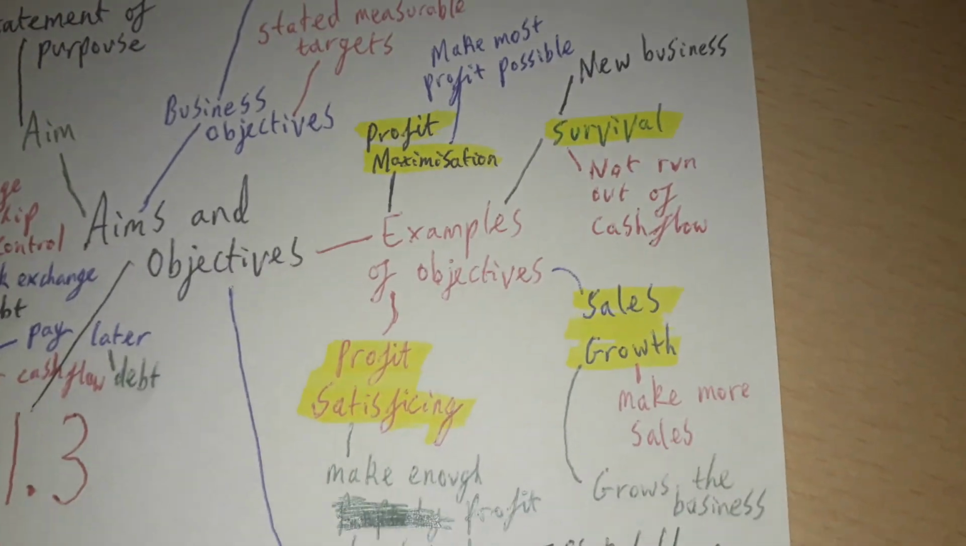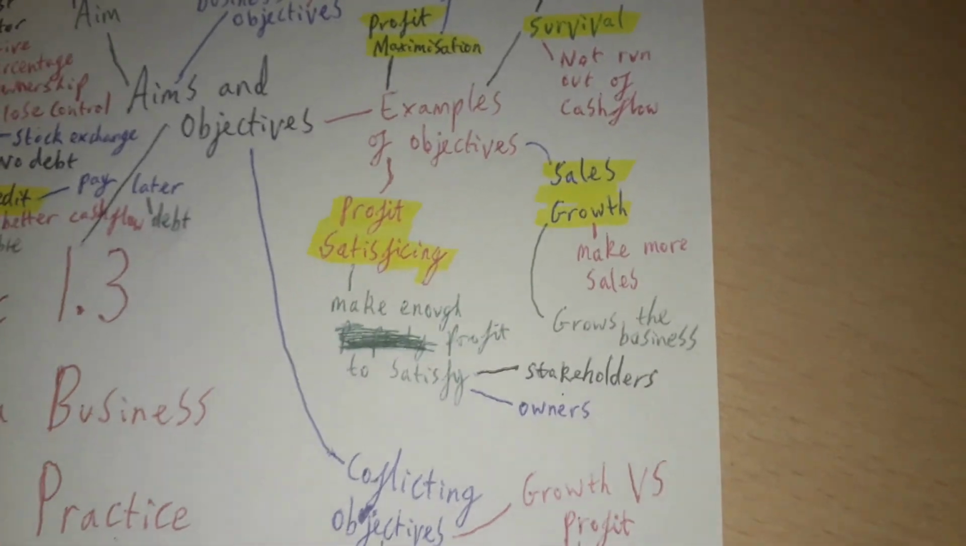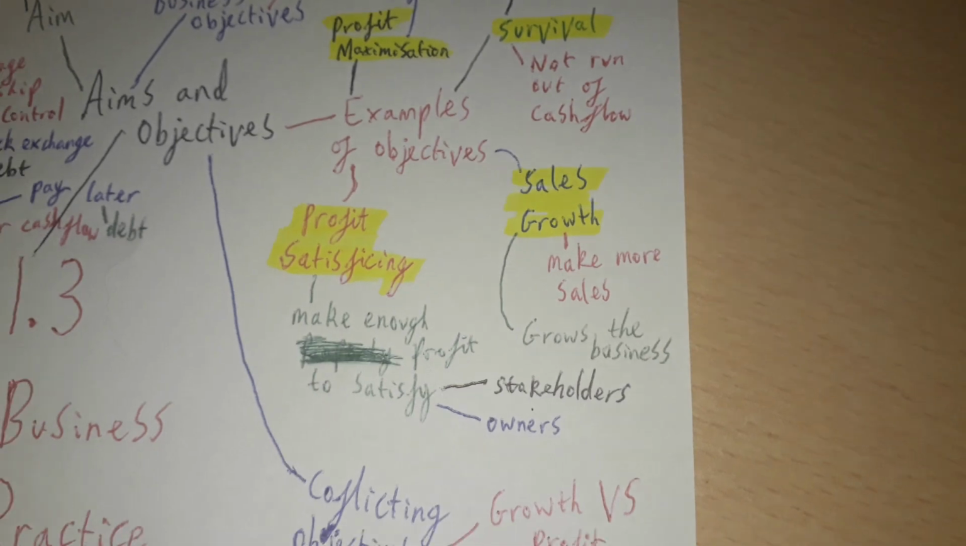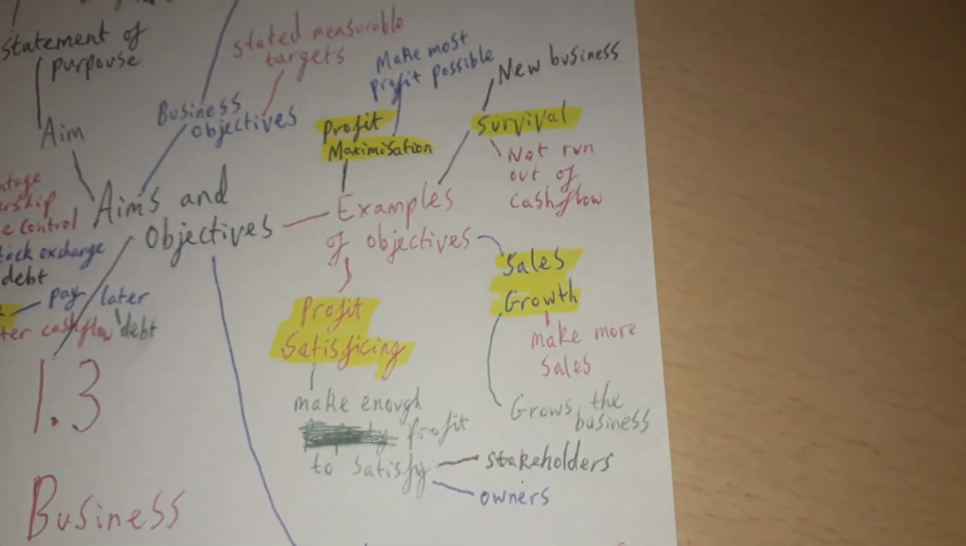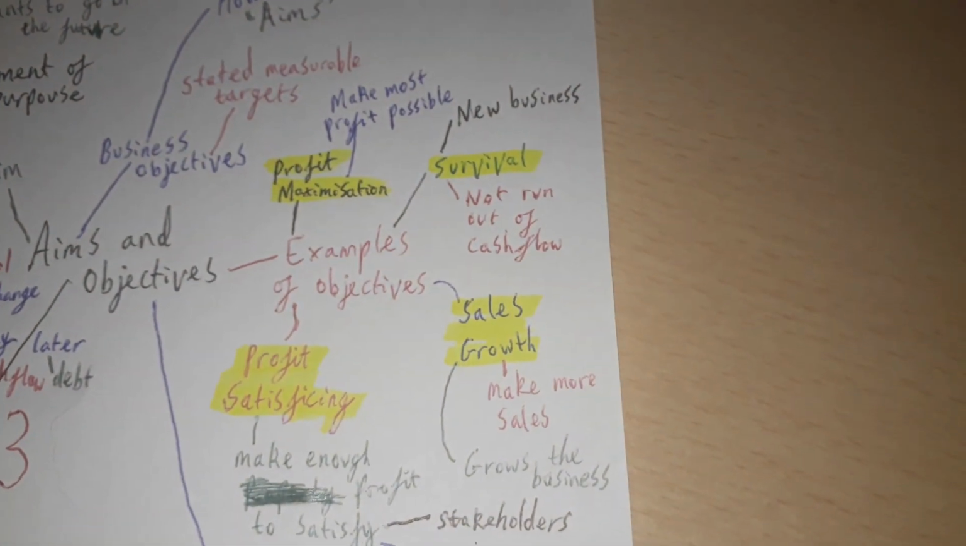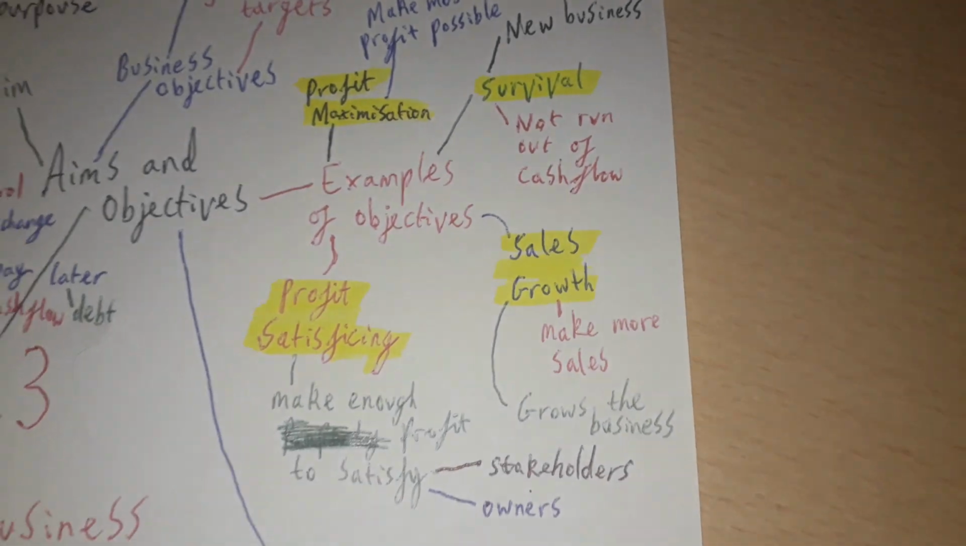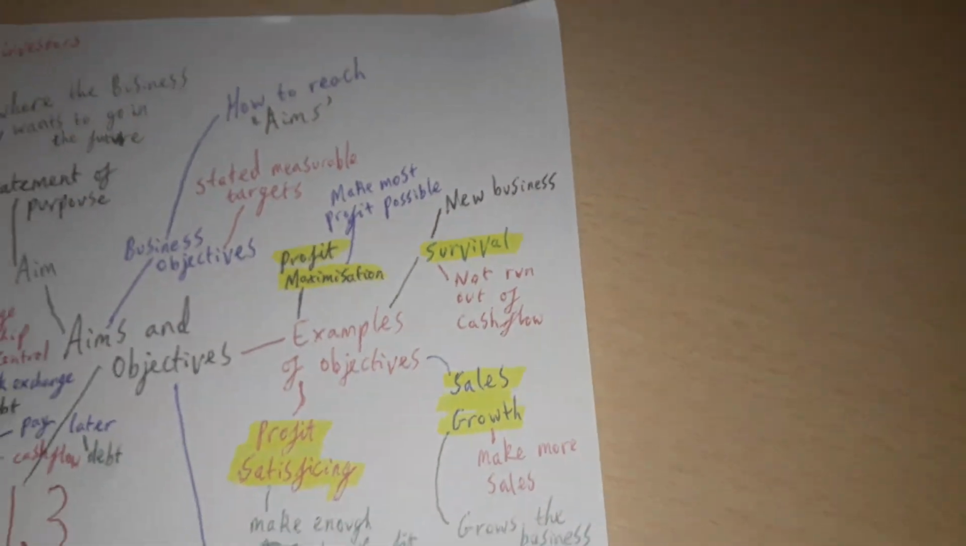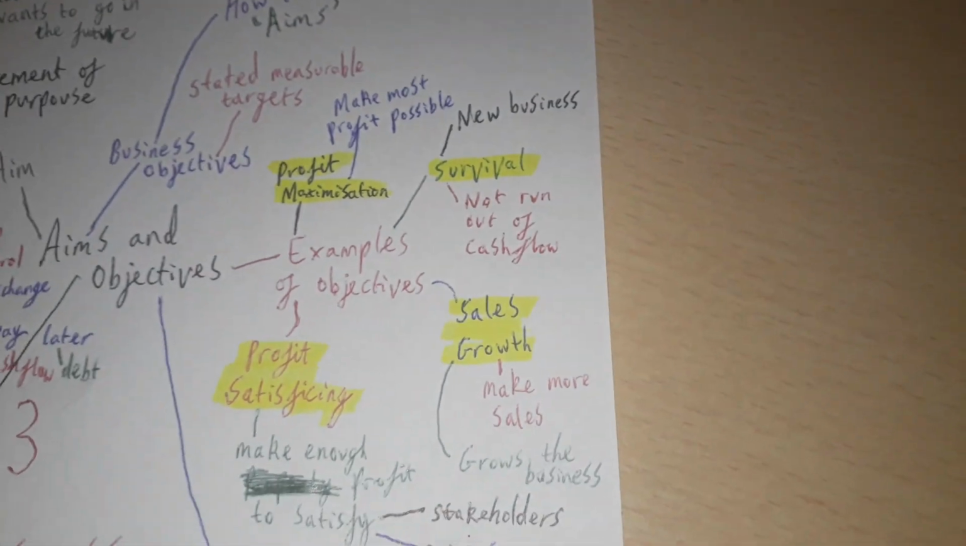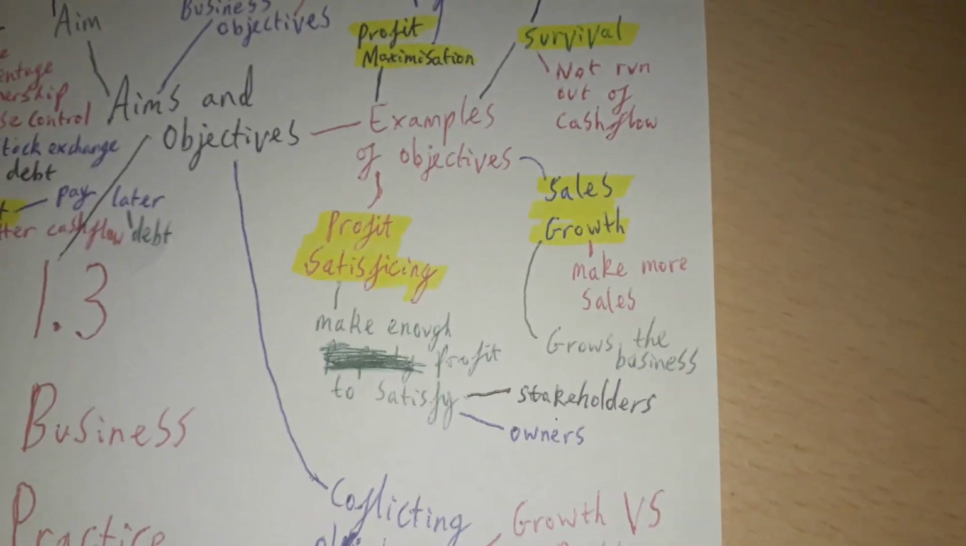Another important objective is sales growth, which is about the company making more sales, like a higher percentage of sales or just a higher overall amount of sales, which helps grow the business and make it bigger, giving it a higher market share and overall receiving more money.